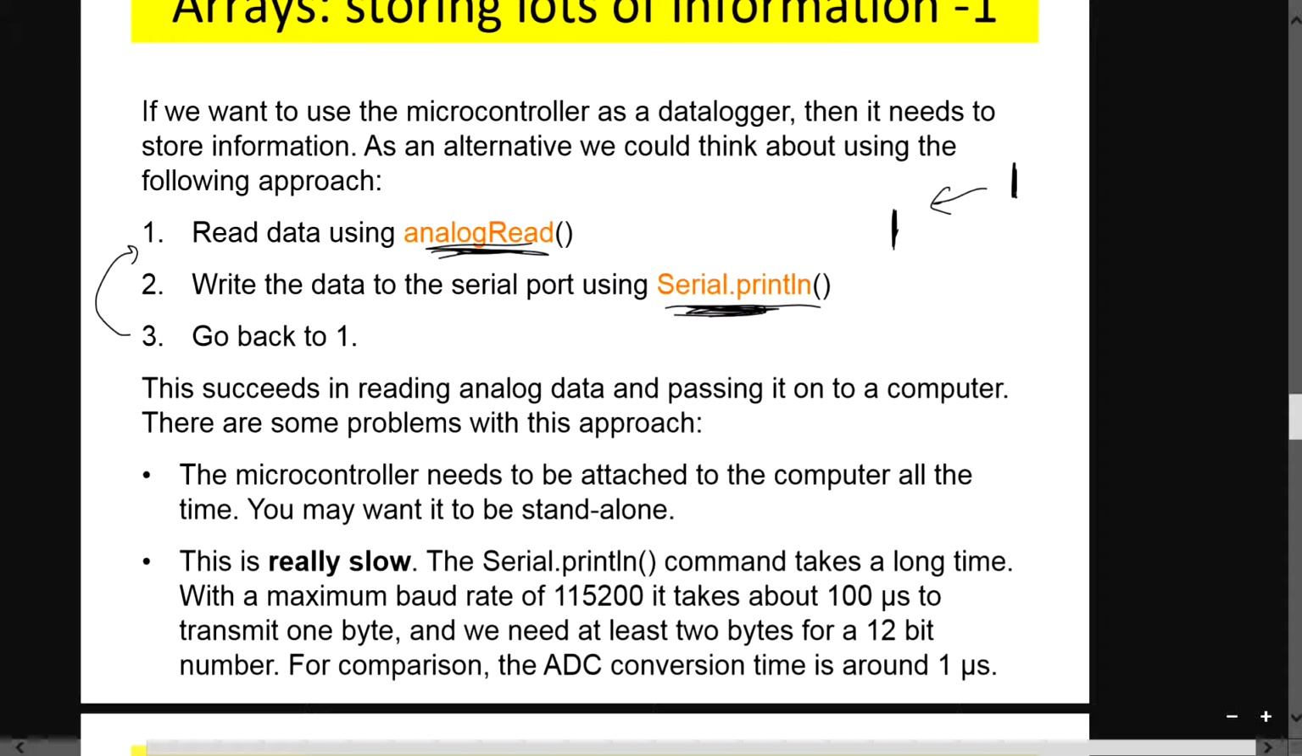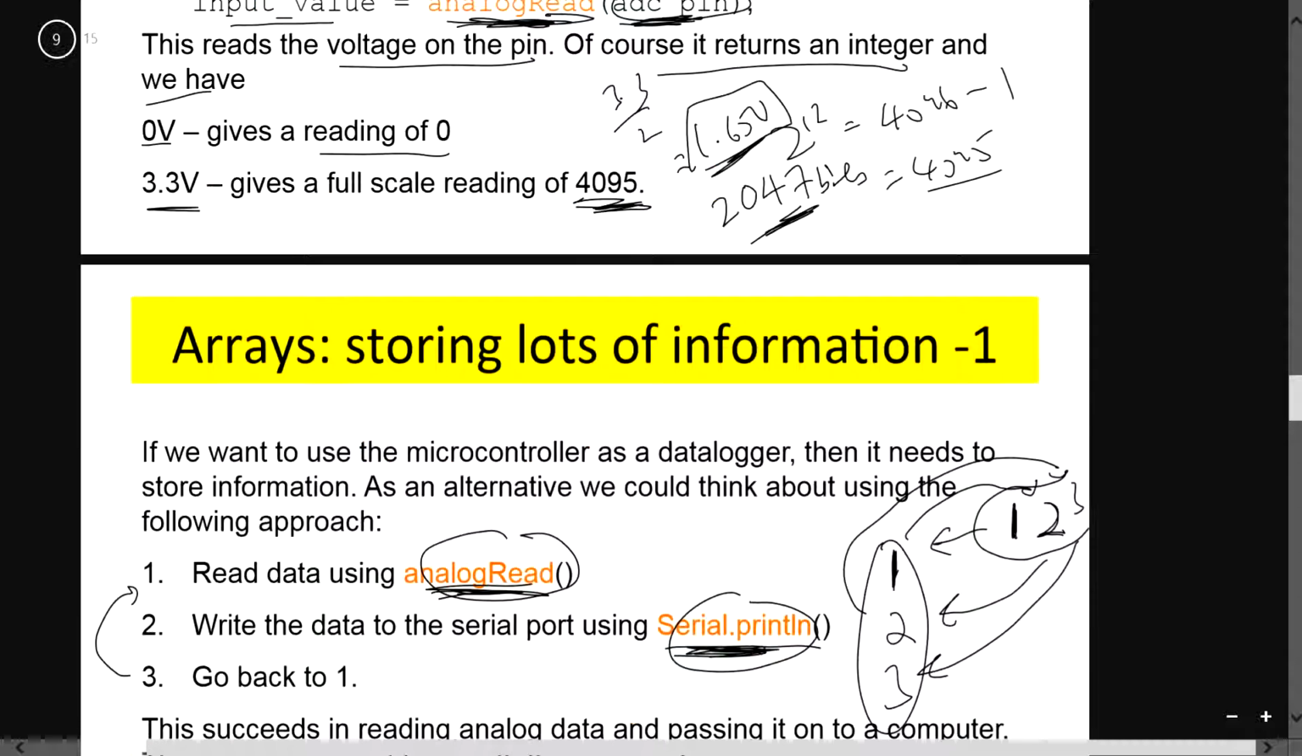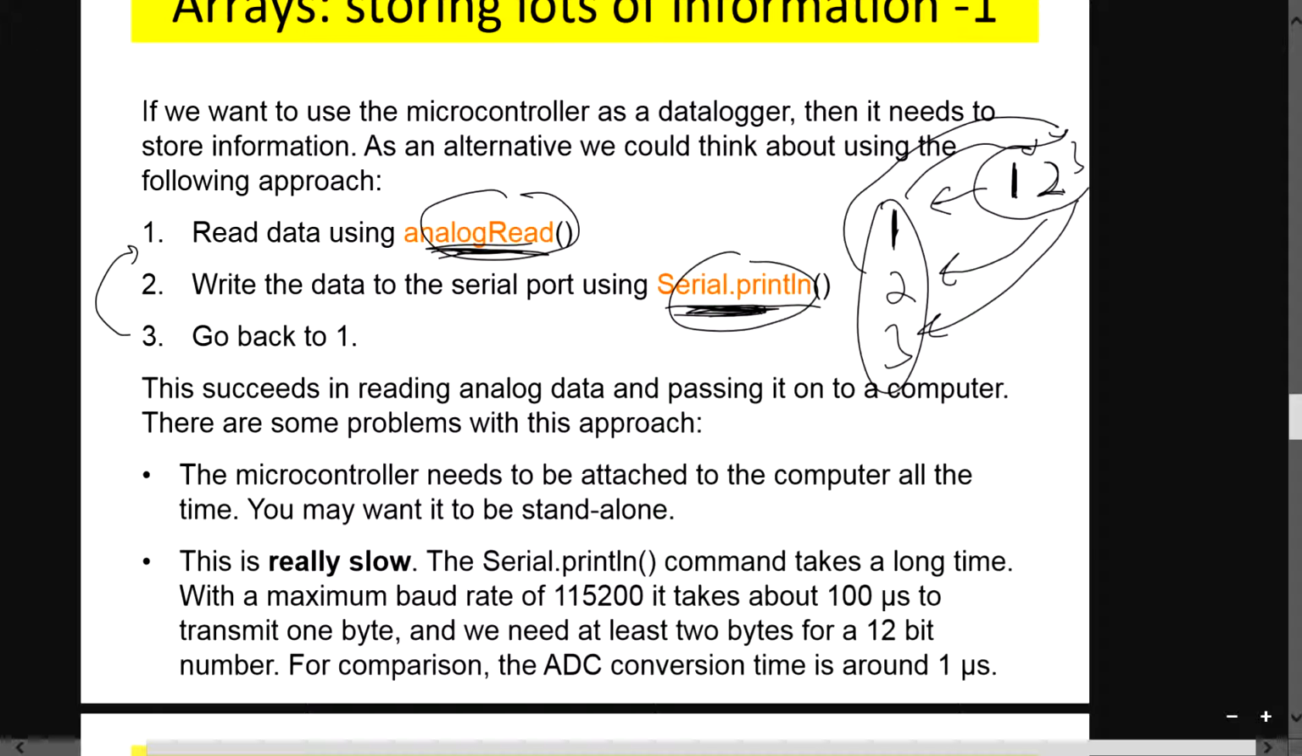The next time, you go back again, you read a second value, and you send it to the serial monitor as the second value. Then you go back, read another value, and send it back to the serial monitor. So you keep on sending to the serial monitor and you keep on reading the analog signal. This thing reads and this thing prints, looping again and again. This is how you normally read analog and print out the data.